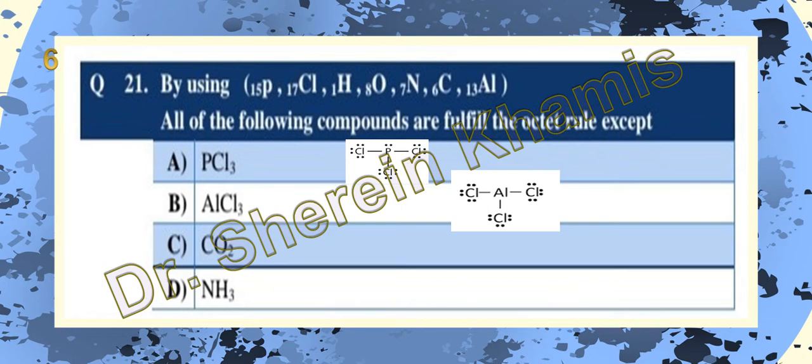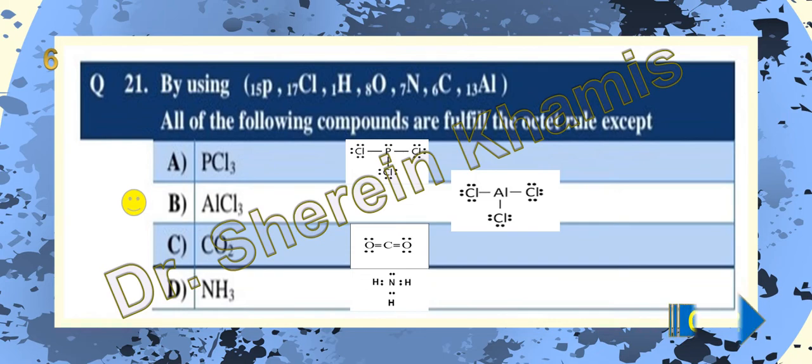The third one here is carbon dioxide. Carbon is surrounded by 4 bond pairs, and oxygen is surrounded by 2 bond pairs and 2 lone pairs. The last one here is ammonia. Nitrogen is surrounded by 8 electrons, so it fulfills the octet rule. So the right answer will be letter B.